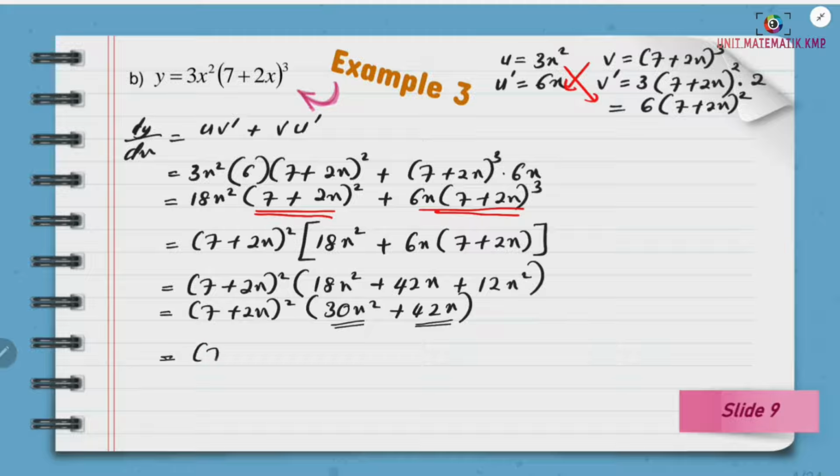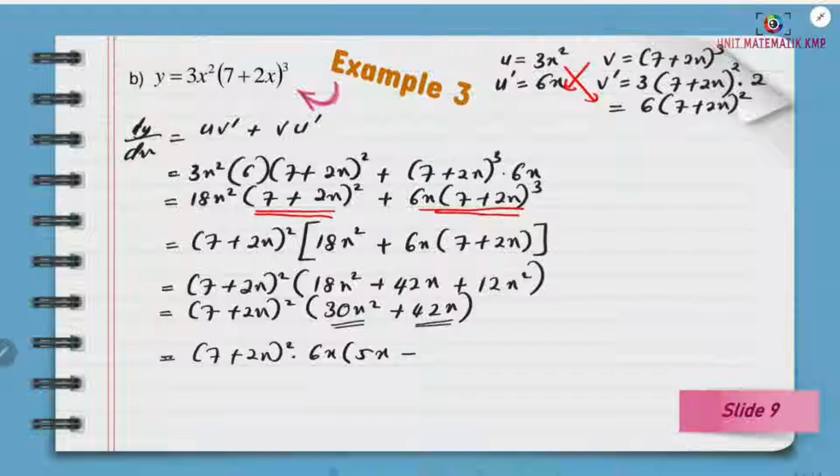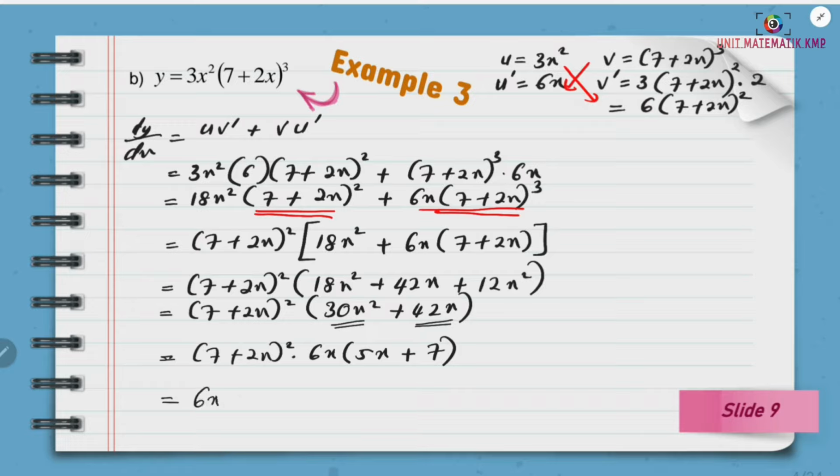We will write (7 + 2x)² and factorize 6x. And we have (5x + 7). And the final answer is 6x times (5x + 7) times (7 + 2x)².